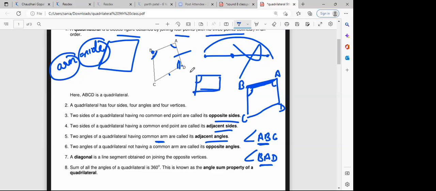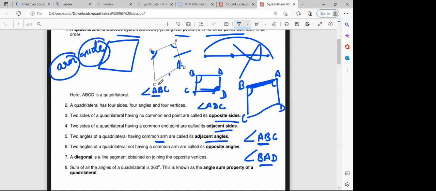So over here I'm taking this quadrilateral with angles A, B, C, and D. What are my angles? My angle is A, B, C, and this one is A, D, C. Can you see anything which is common? No, right? It is AB and BC, and it is AD and DC.